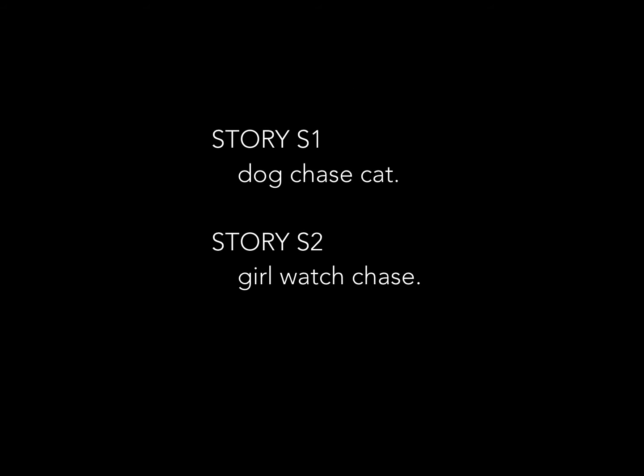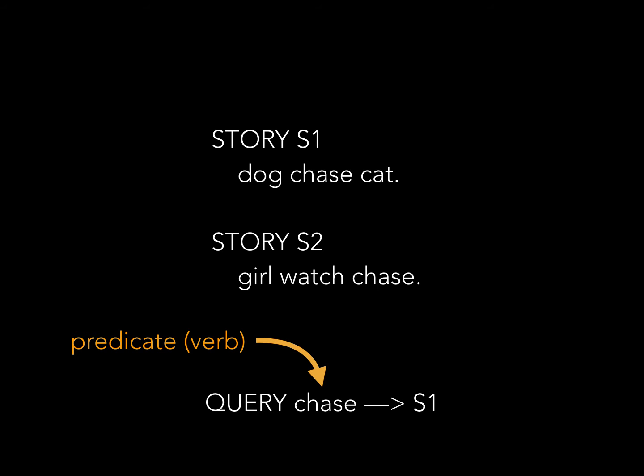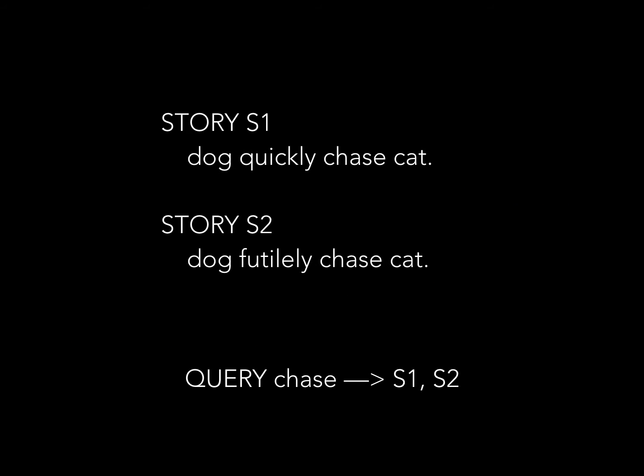The power of the query engine lies in its linguistic intelligence. For example, here the query matches S1 but not S2, since chase in the query is a predicate, whereas chase in S2 is an object. In other words, the functions of the words in the query must match those in the story. If no adverb is specified in the query, then the engine will match any clause that contains the specified verb. So, for example, "chase" matches both S1 and S2, while "quickly chase" only matches S1. More generally stated, for a match to occur, the set of words specified by the query must be a subset of the set of words specified by the story.